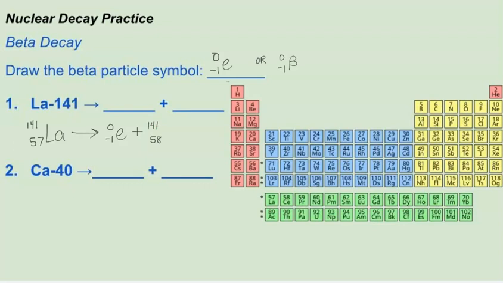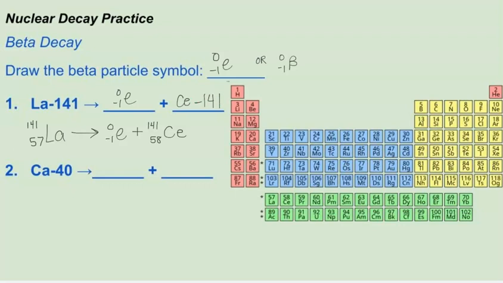Beta decay does not impact the mass of the isotope, but it does impact the atomic number because we have a neutron becoming a proton. So we increase our atomic number by 1, but since neutrons and protons have the same mass, we don't actually change our mass number. So all we need to do now is find element number 58, which is Ce. And so we will fill in that chemical symbol. And we can just put our 0, -1, e, and then the shorthand for our isotope, Ce-141.